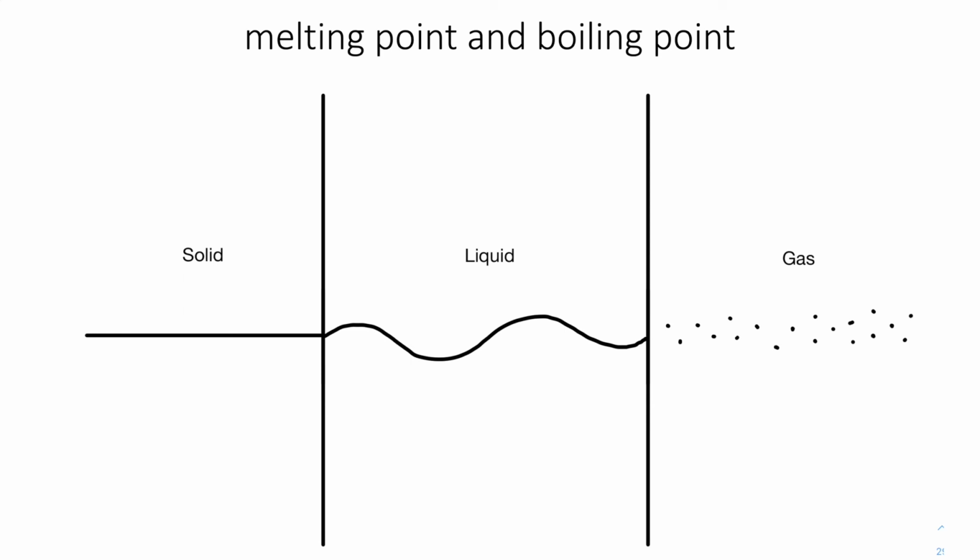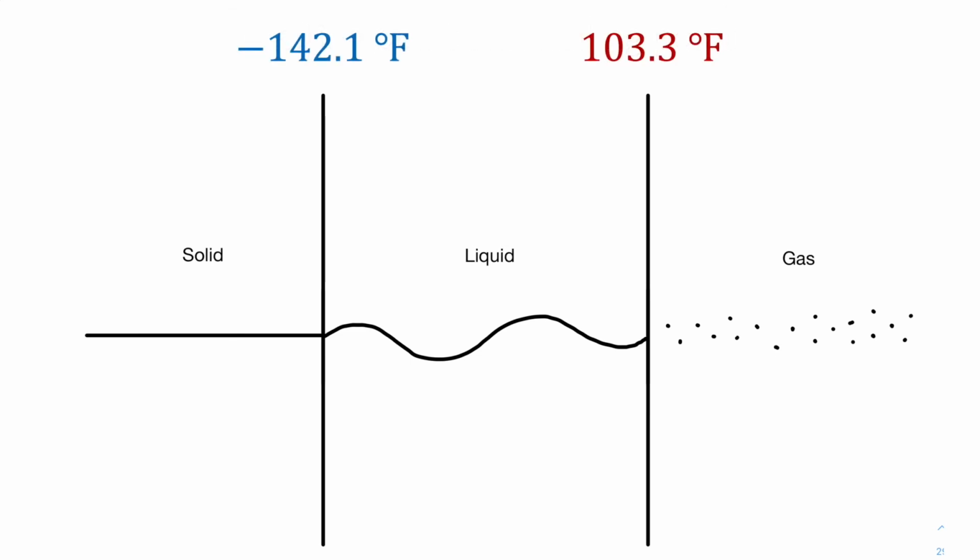Whether it's a solid, liquid, or gas depends, among other things, on the temperature. In the laboratory, dichloromethane will be a solid below negative 142.1 degrees Fahrenheit. It'll be a liquid in between negative 142.1 and 103.3 degrees Fahrenheit. And if you heat it above 103.3 degrees Fahrenheit, it'll turn into a gas.